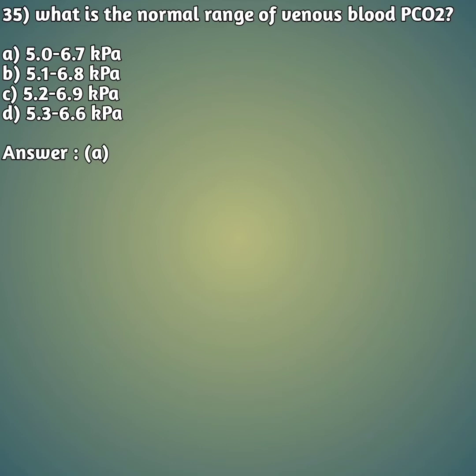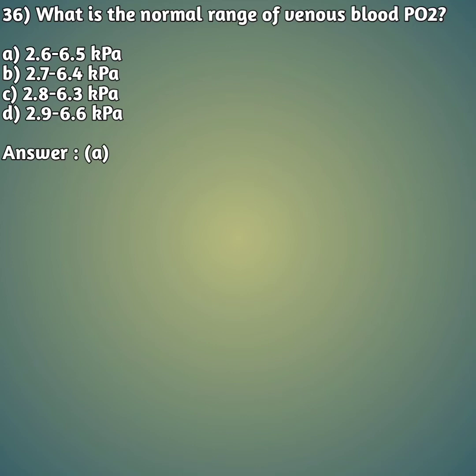What is the normal range of venous blood PO2? Option A, 2.6 to 6.5 kPa. Option B, 2.7 to 6.4 kPa. Option C, 2.8 to 6.3 kPa. And option D, 2.9 to 6.6 kPa. So the right answer for the normal range of venous blood PO2 is option A, 2.6 to 6.5 kPa. So these are all the normal values. Please don't get confused between the normal values of PO2, PCO2 and HCO3.